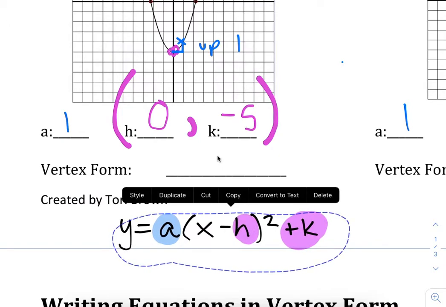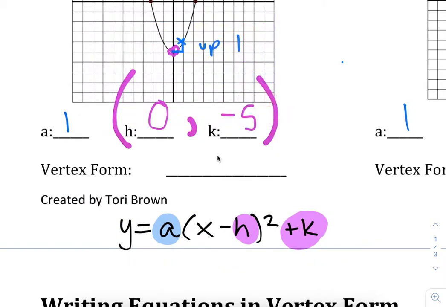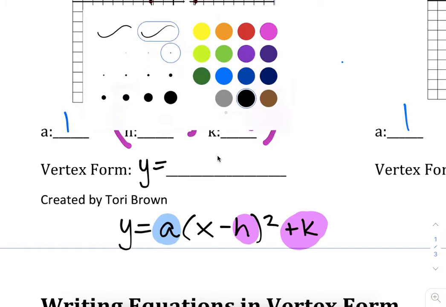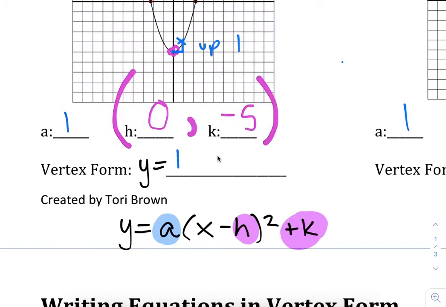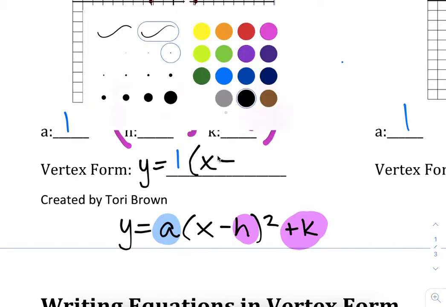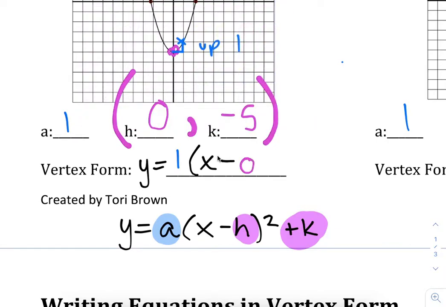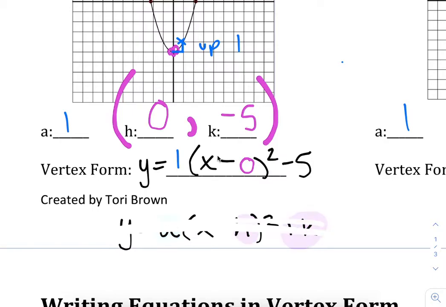All right, number 3. Starting with plugging my pieces in, I'm going y equals 1, because my a was 1. Plugging in parenthesis x minus, using my 0, close parenthesis, squared minus 5. Now, we talked about again, I do not need that minus 0 in the parenthesis. And if I'm not using minus 0, then that also means I don't need the parentheses.